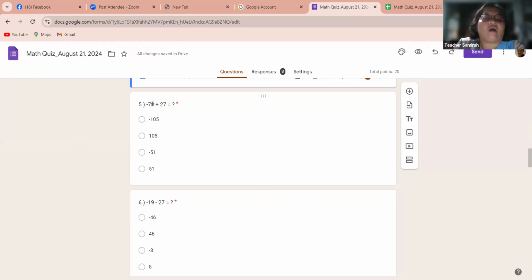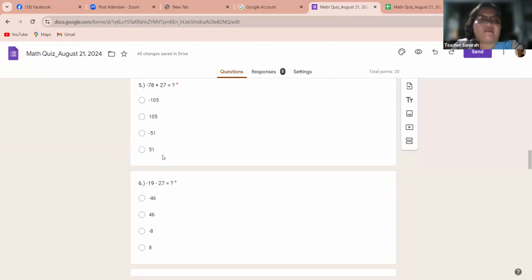Very good. According to Inda, since we have two different signs, then instead of adding, we are going to subtract, and then we will copy the sign of the bigger number. That is why the answer will be negative 51.